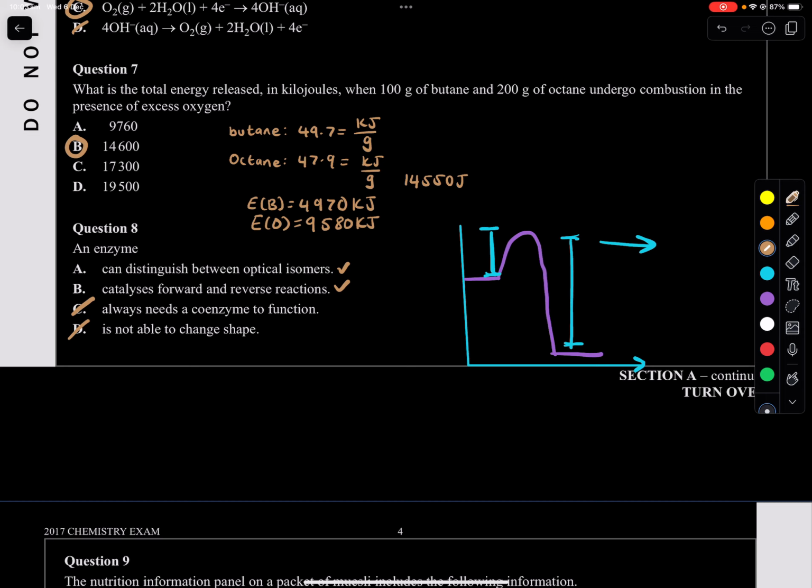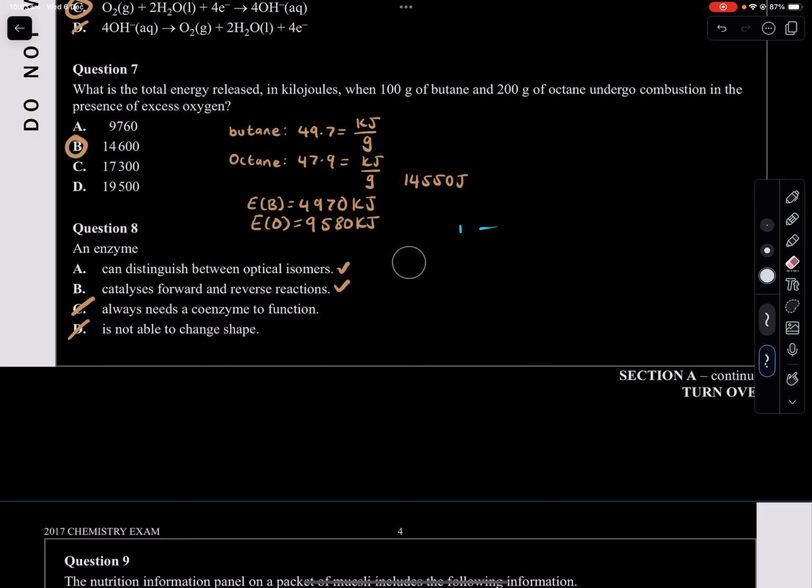I think overall, both of them are right. In terms of understanding, both work. An optical isomer can actually be distinguished using an enzyme in that case. But which one would be the most correct? Have I made a mistake here? Because both of them are actually correct here.